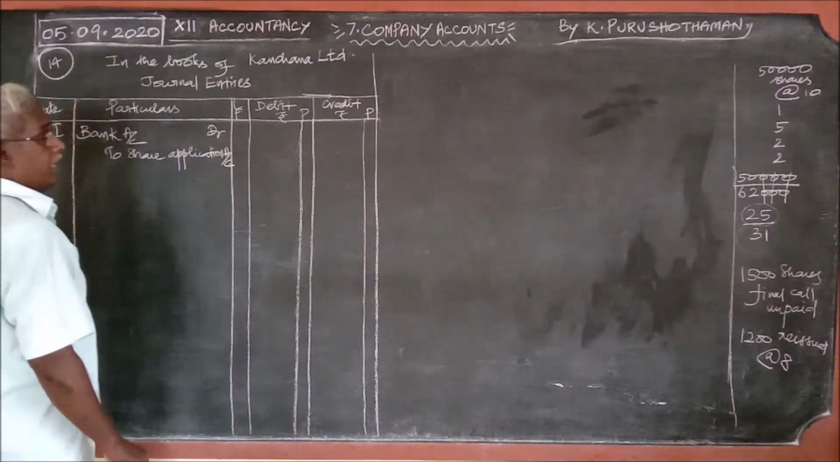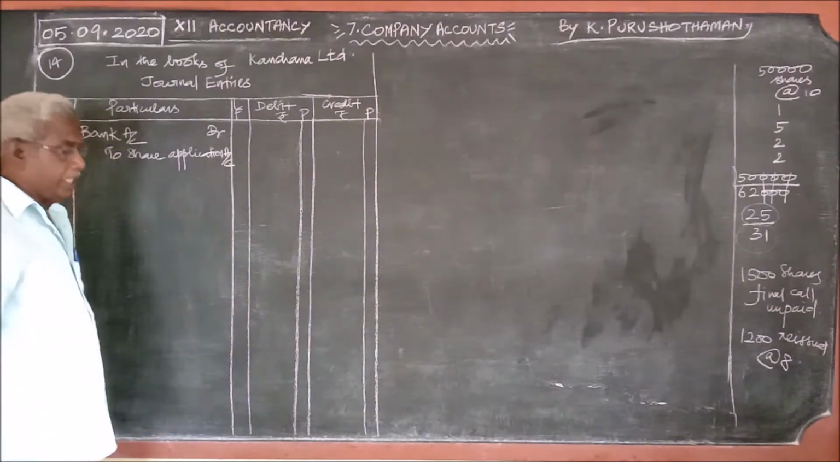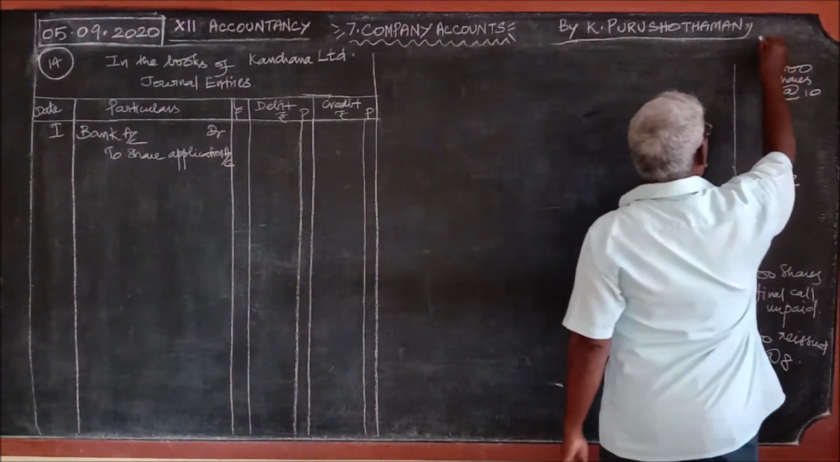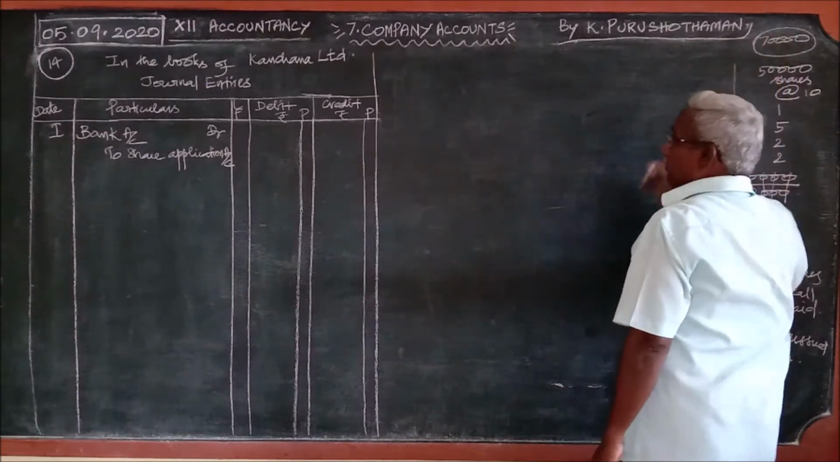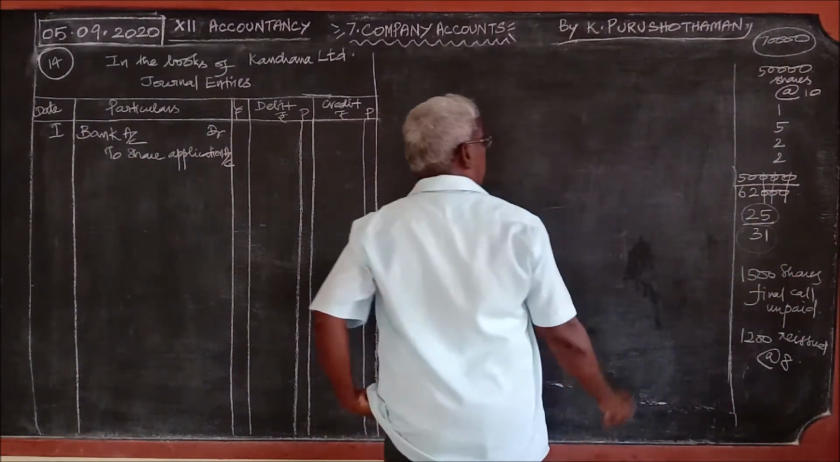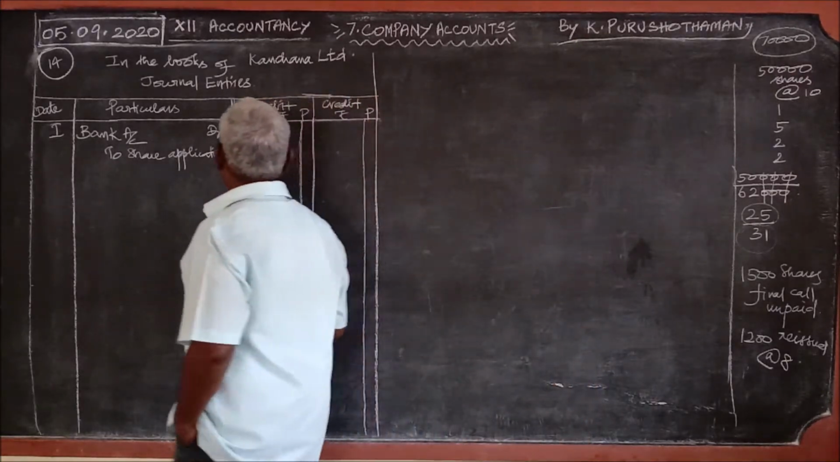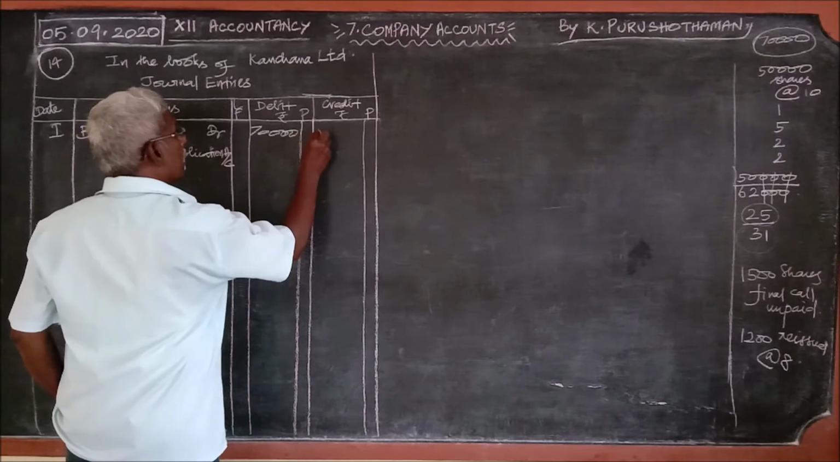How many share applications were received? 70,000 share applications were received. Application money is rupees 1 per share. Therefore, 1 into 70,000, 70,000 we should write.